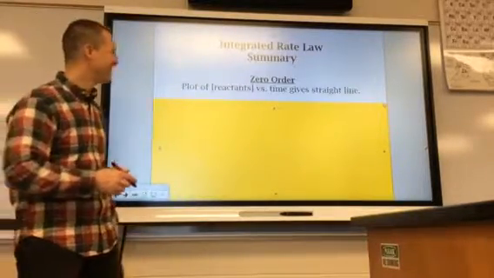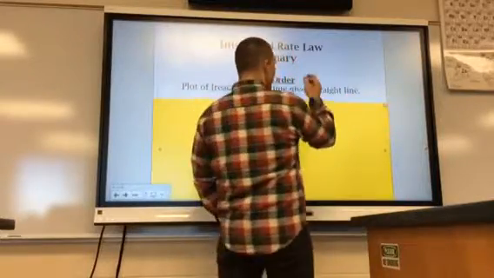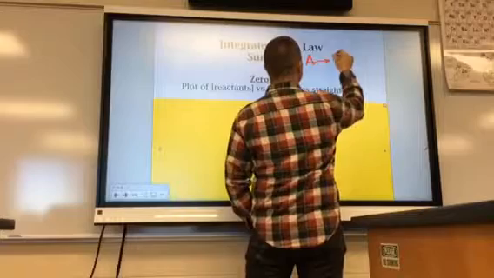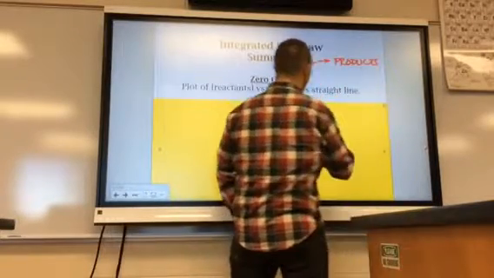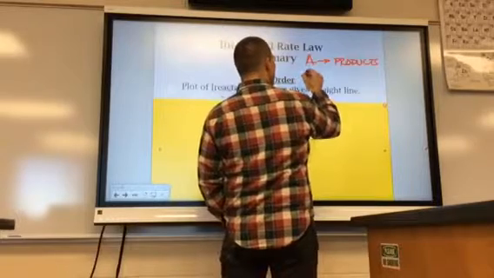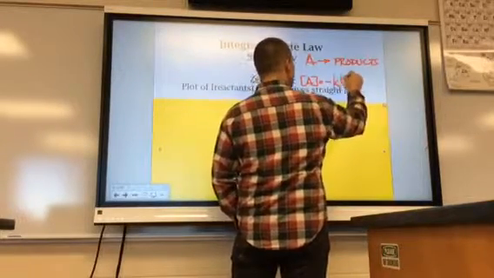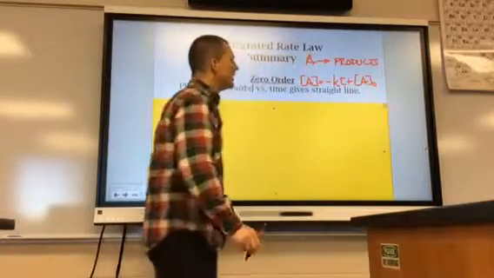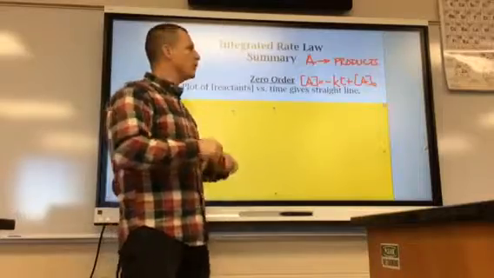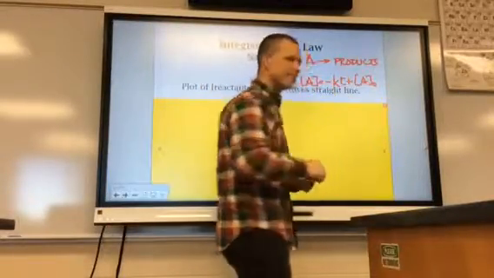There you go. Now, if it's zero order, the integrated rate law for that reaction, assuming that the reaction is A yields products. So the reactant we're going to call A. If it's zero order, the integrated rate law would be this. Concentration of A equals negative kt plus concentration of A0. That's the equation that we would use to describe how fast that concentration is changing over time.